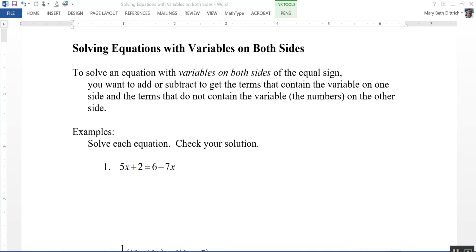This video is on solving equations with variables on both sides. To solve an equation with variables on both sides of the equal sign, you want to add or subtract to get the terms that contain the variable on one side of the equal sign and the terms that do not contain the variable, that is the numbers, on the other side. Let's take a look at several examples here.